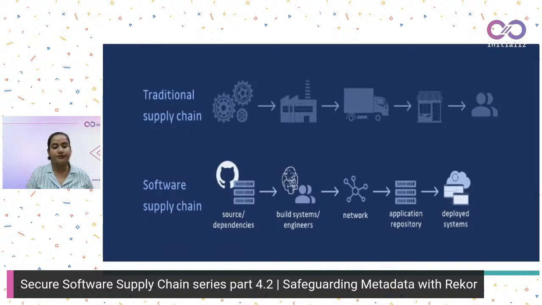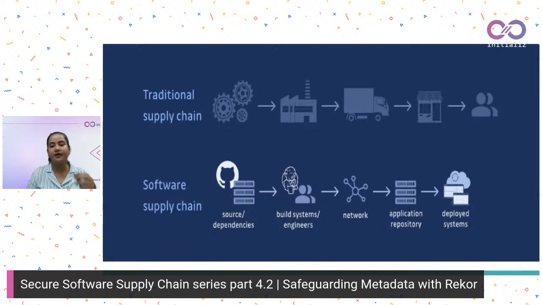Similarly, we have the essentials. If you check into this, these are the source dependencies. Then we'll add the build information, the networks, the releases, and the deployed systems. So these are the metadata. It can differ based on the process of the application, how it is processed. So it will differ like that, just like it will differ for a traditional supply chain.